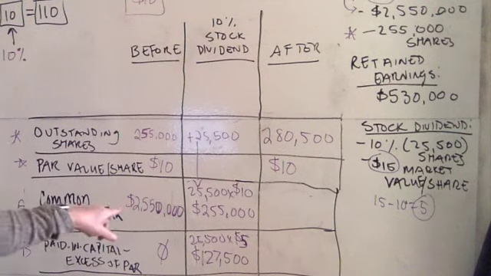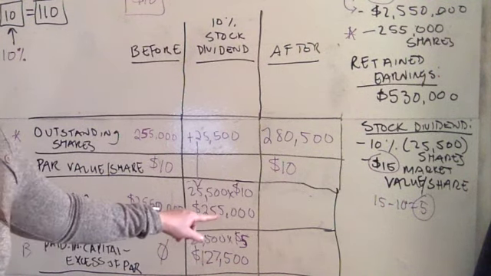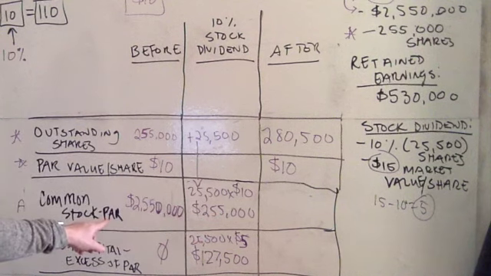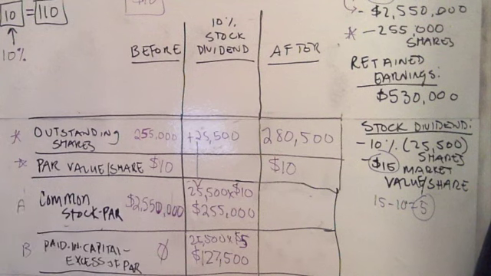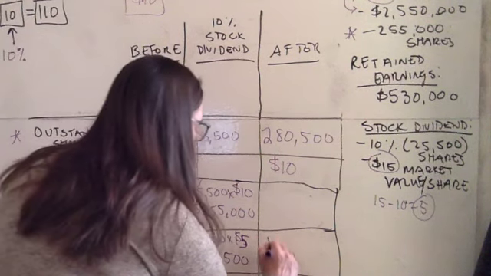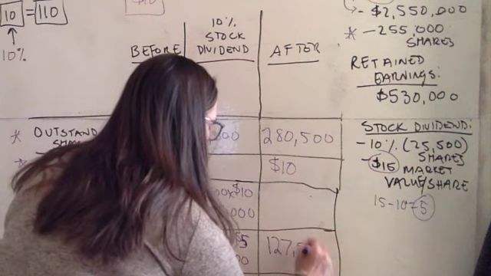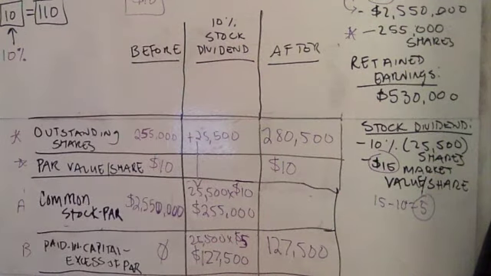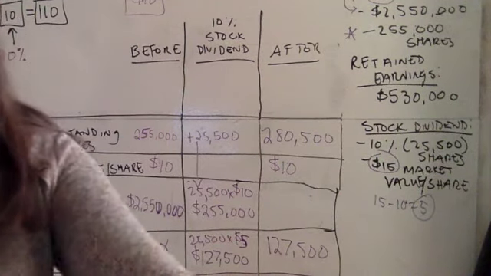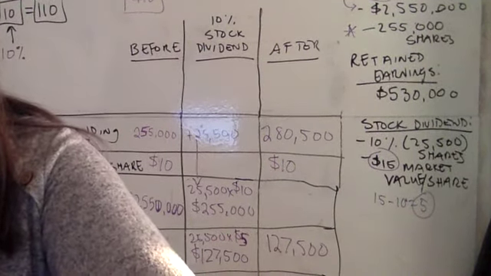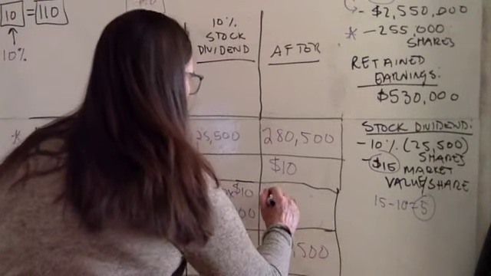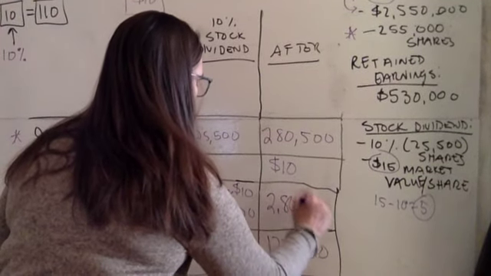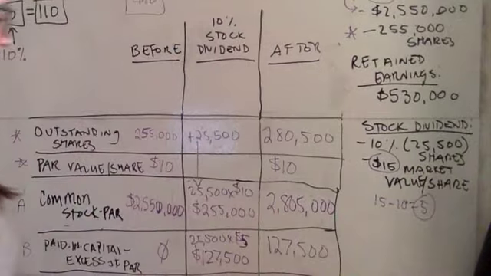All right, so what we've just done is we have added value to our common stock par account and our paid in capital in excess of par account. We started out at 0 here, so this is a pretty easy walk. The $2.55 million plus the $255,000 gives me $2,805,000.